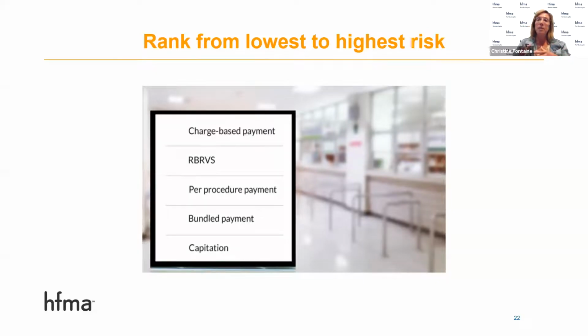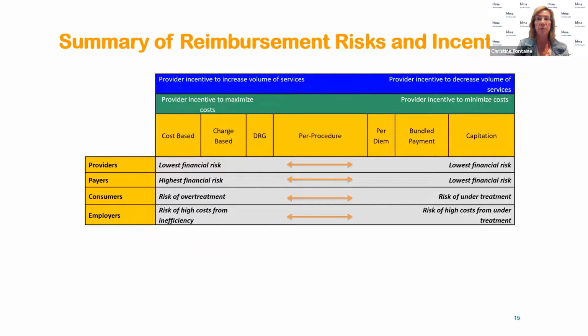So the rank from lowest to highest risk is shown on that chart, from the least risk to the greatest risk to healthcare providers. So if I'm paid a charge-based payment, I have less risk. Capitation is the riskiest model out there for providers to be reimbursed. And generally speaking, prospective payment methods or capitation create risk for physicians or hospitals. These methods also change some of the ways that a health plan would manage the risk of healthcare cost. So a summary of the incentives and risks of the type of reimbursement is shown on the slide.